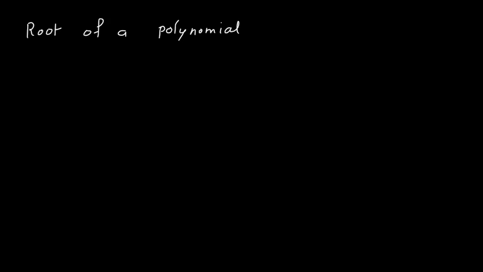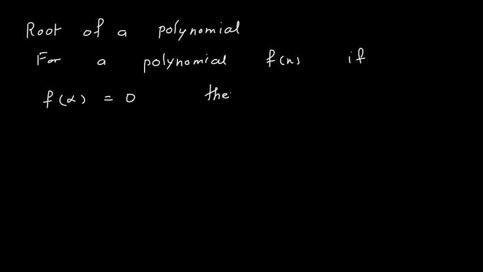So I will say that key for a polynomial f(x), if f of alpha becomes 0, then alpha is a root of f(x). Have you understood what I said? That if for some value of alpha you get the value of a polynomial as 0, then that value, that alpha, is called a root of f(x).